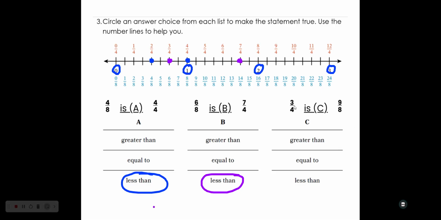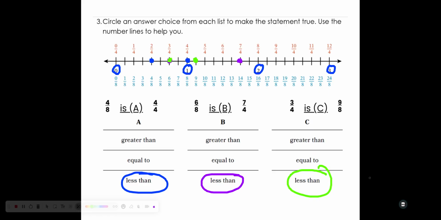And the last one, 3/4. Oh, 3/4. Funny. It fell on the same section there. So 3/4 and 9/8. Let me find 9/8 is, oh, right there. And I can already see it's more to the left, so this one's also less than. So these all ended up being less than.